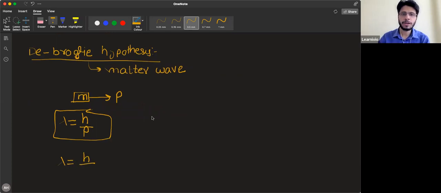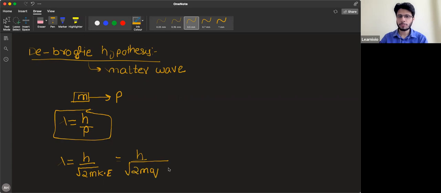So you can write momentum in terms of kinetic energy also. Momentum is root of twice of mass into kinetic energy. So this way you can express it in terms of kinetic energy. If you want, you can convert this expression in terms of potential difference also. Instead of kinetic energy, you can substitute qV. So you can write this as charge multiplied by potential. So kinetic energy can be written as qV, where V is the potential.